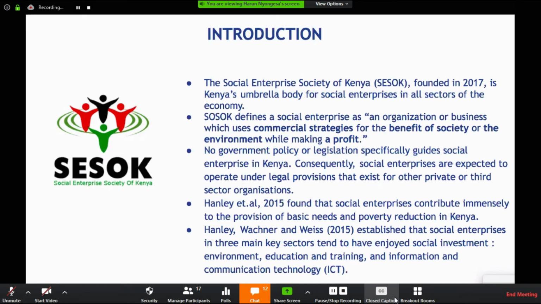Henley et al. established that social enterprises in 3 main key areas tend to have enjoyed social investment. And these 3 main areas are environment, education and training, and ICT. So those are the ones that tend to be funded the most: environment, education and training, then ICT.